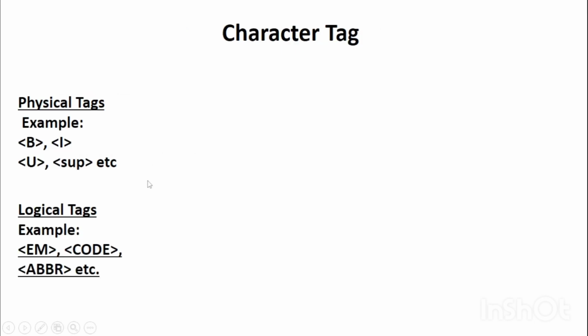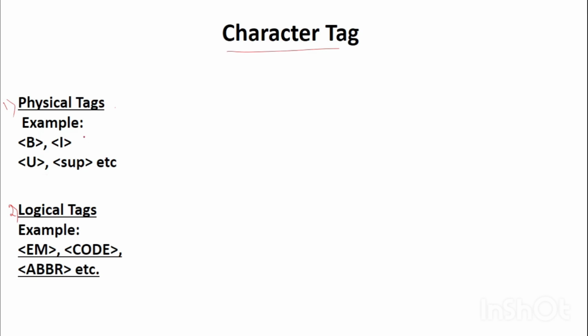So character tags are the tags that are applied to an individual character, okay? And these tags are container elements, that is, they include both opening tag and closing tag. These character tags are categorized into two categories, that is physical tag, and the second one is logical tag. So physical tags, you can see the examples here: bold, italic, underline, superscript, subscript, etc.